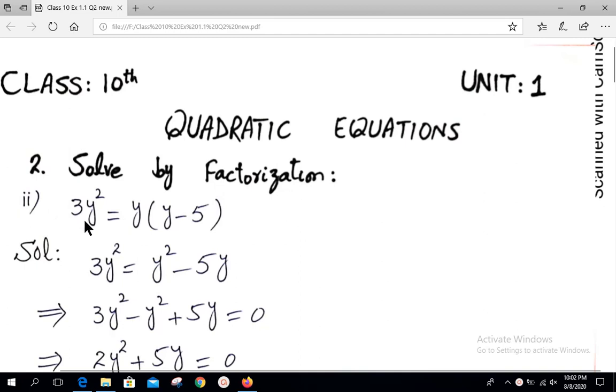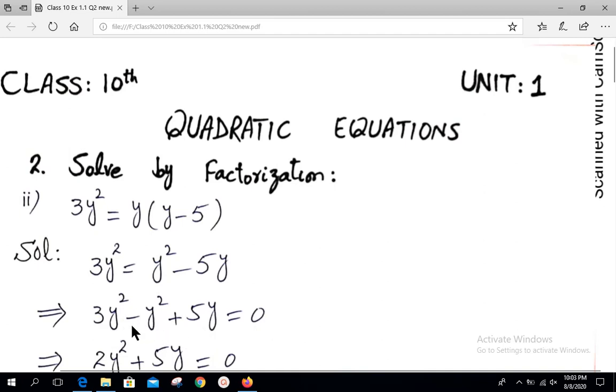The equation is 3y square is equal to y into y minus 5. Starting our solution, opening the brackets on the right hand side, the left hand side remains the same. We get y into y square, y into minus 5, minus 5y. Shifting the terms of the right hand side towards the left hand side, we have 3y square minus y square plus 5y is equal to 0.